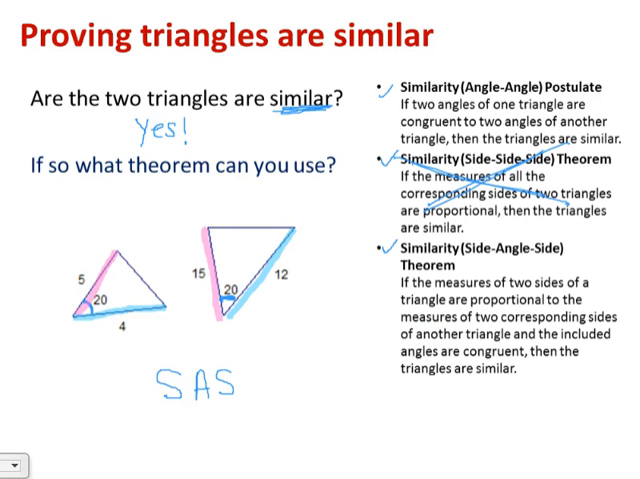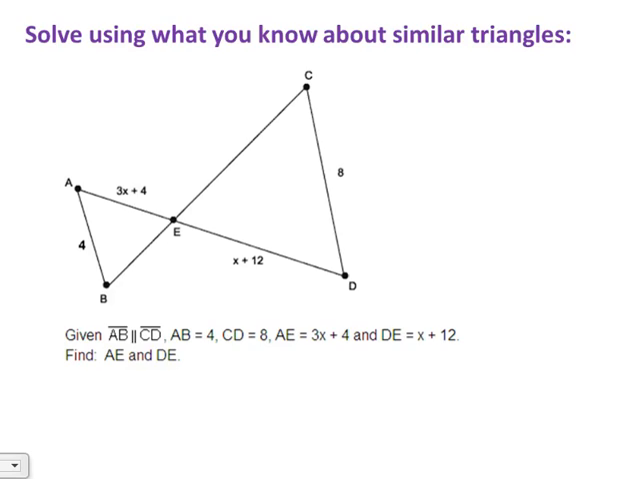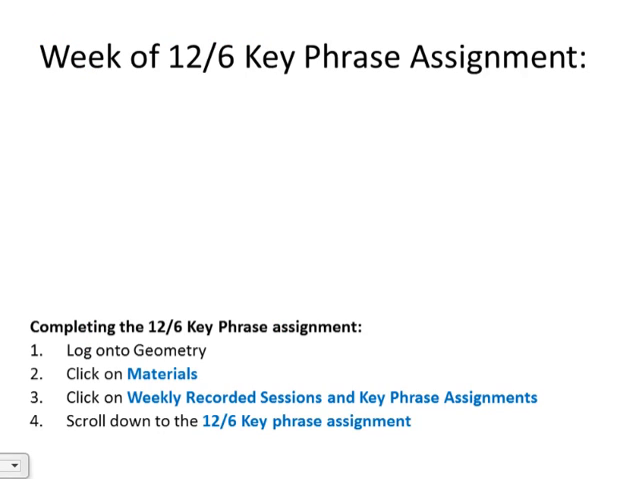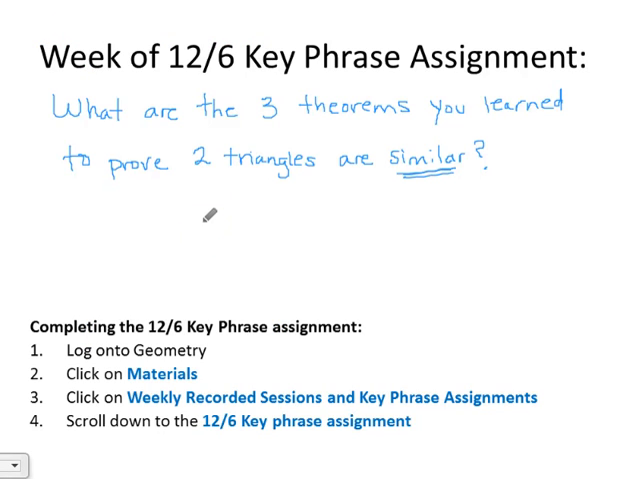Okay, and this is what you're going to get to do this week, is use these same theorems. So we're going to stop here, and let me put up the key phrase assignment. In this recording, I introduced you to the 3 theorems that you can use to prove that two triangles are similar. And what are those 3 theorems? You need to tell me what those 3 theorems are. I do have the directions below to complete the key phrase assignment if you need a reminder.